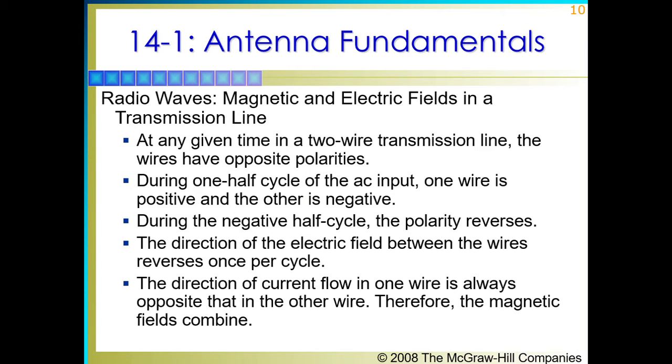At any given time in a two-wire transmission line, the wires have opposite polarities. During one half cycle of the AC input, one wire is positive and the other is negative. During the negative half cycle, the polarity reverses. The direction of the electric field between the wires reverses once per cycle. The direction of current flow in one wire is always opposite that in the other wire, therefore, the magnetic fields combine.